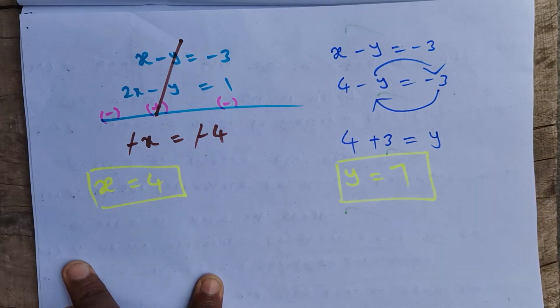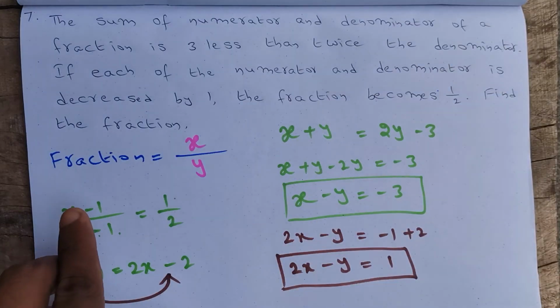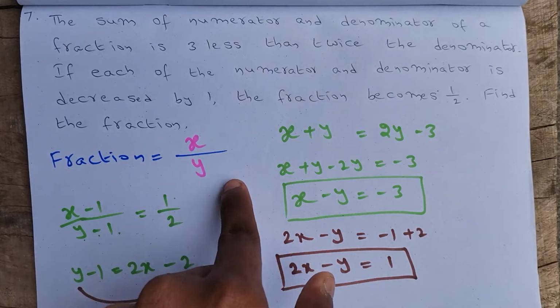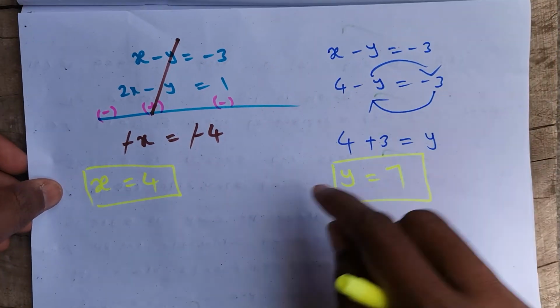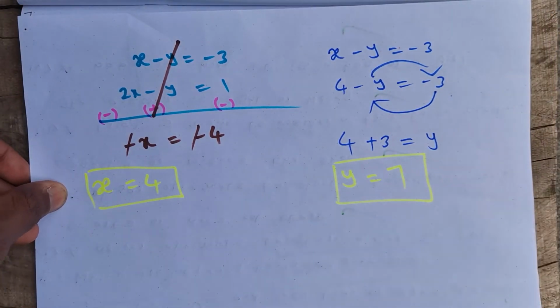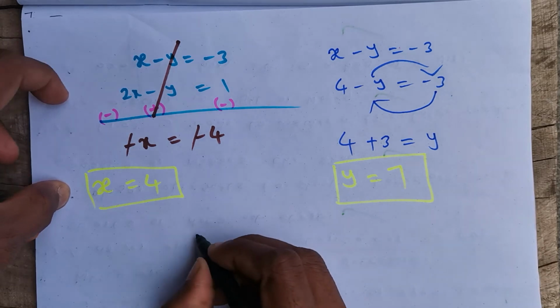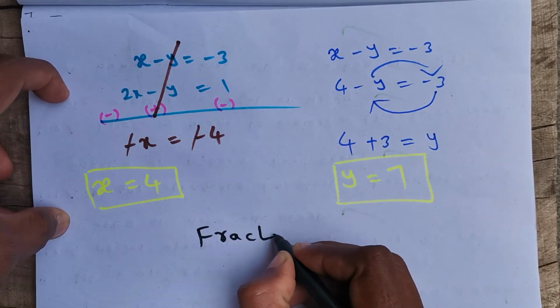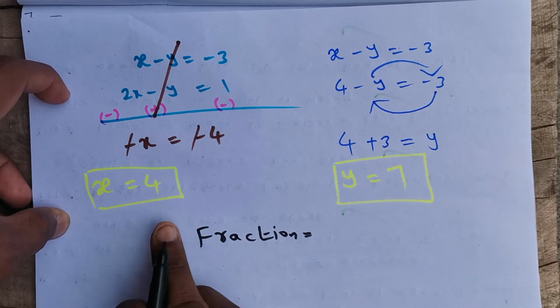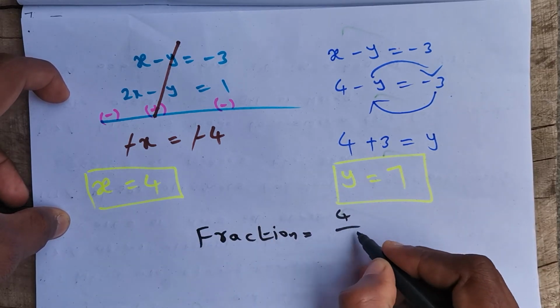We want the fraction. What is that fraction then? Fraction is x divided by y. So here x value is 4 and y value is 7. So then the fraction is x by y, that is 4 divided by 7.